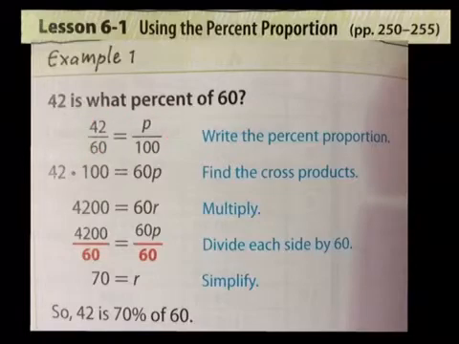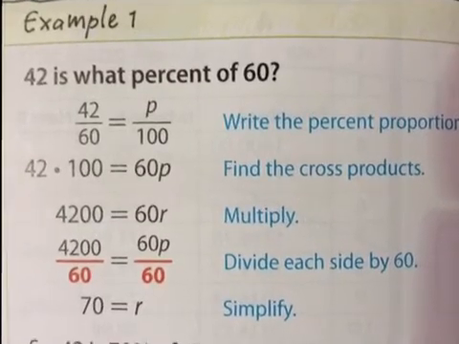The way that you're being shown here is to use cross product, as we did in the previous lesson. So you would write 42 out of 60, and you want to make it out of 100, because you know that percent means per 100, right? Out of 100, por cien. So there you have it. Then you cross multiply, and you get 60p right there, and 42 times 100 is 4200. Then you divide by 60, you bring it over to the other side, and you divide on the other side, and 42 divided by 60 is 70. So P equals 70.